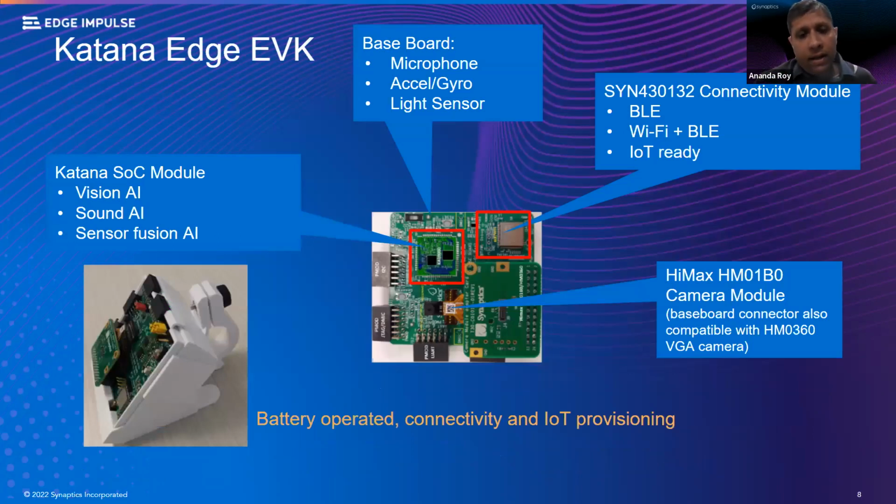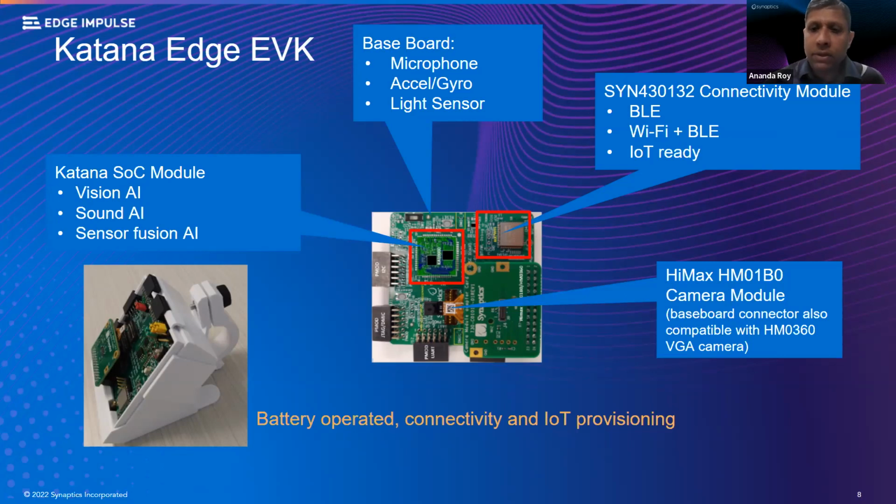And to enable product development and prototyping, we have this evaluation kit, which basically comes with the Katana, as you see, the red square on the left, which is our Katana SoC module, which comes with the Katana SoC, flash, and the power management chip on one module. And then we also have our Synaptics connectivity chip, which is a Wi-Fi Bluetooth combo chip on board. And then also on the baseboard, you have other kinds of sensors such as microphones, accelerometers, and the light sensor.